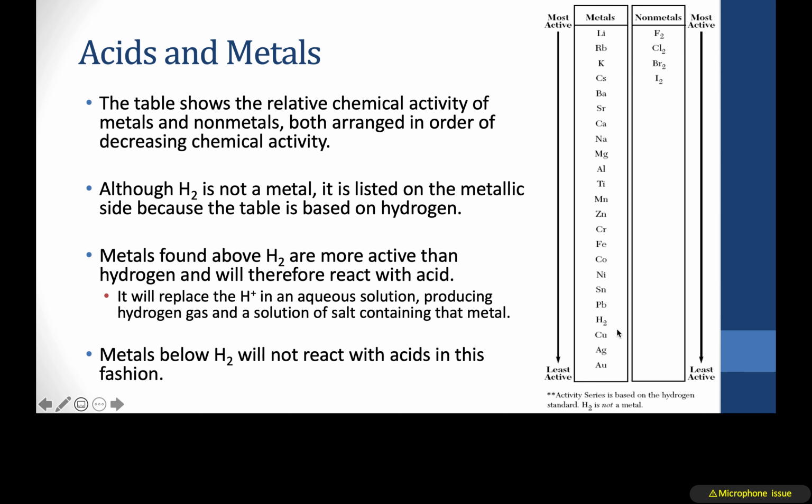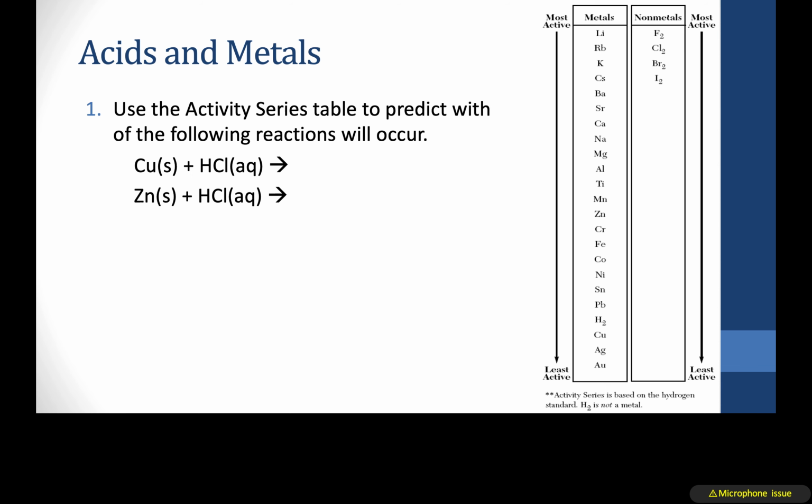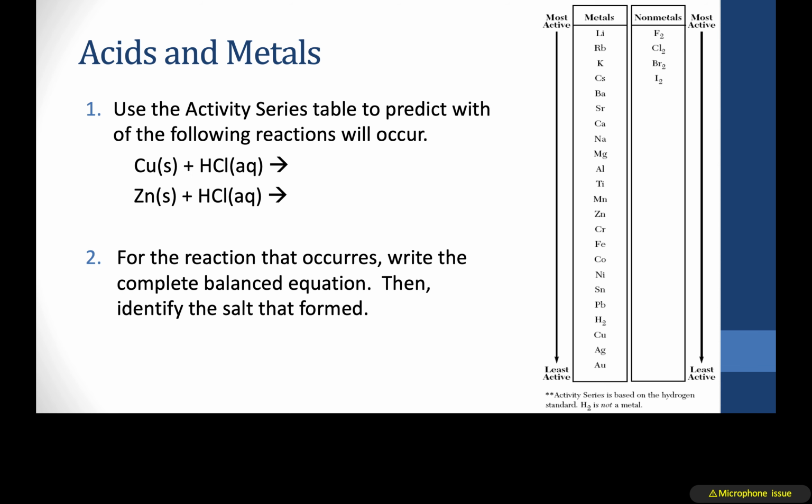Okay, so try this one out. Actually, try both of these out. I'll put them both up. So you're going to use this activity series to predict which of the reactions will actually occur. Only one of these reactions will actually create some products. The other reaction won't happen. Then for the one that will occur, write the complete balanced equation and identify the salt that formed. The salt will be the other thing that's not H2. I just gave you a little hint there. Remember, these make H2 hydrogen gas, always going to be produced. So pause and try those two out, and then I will go through them.